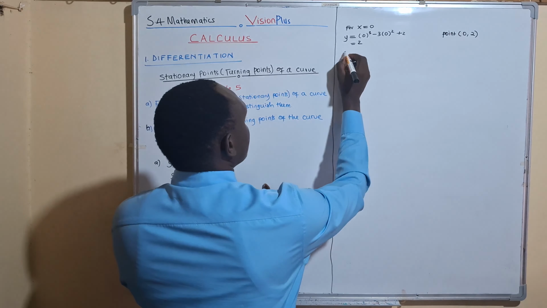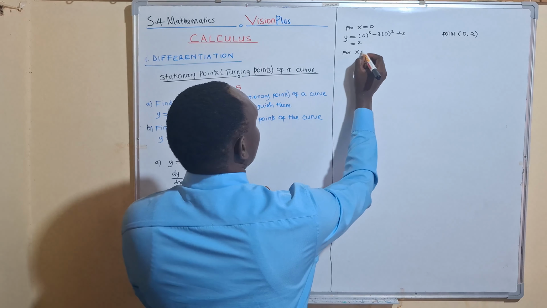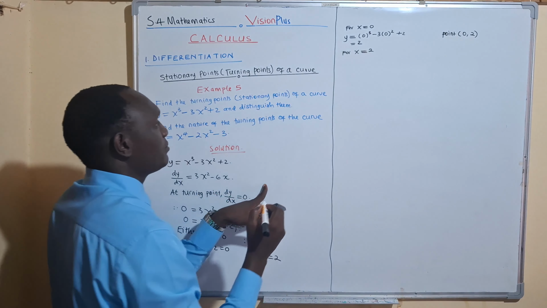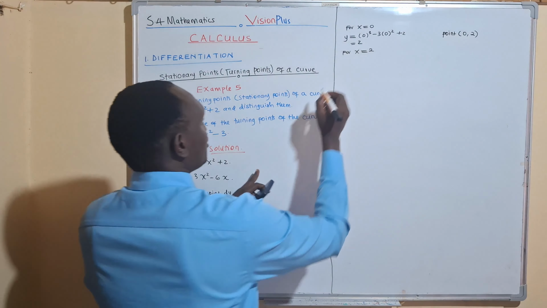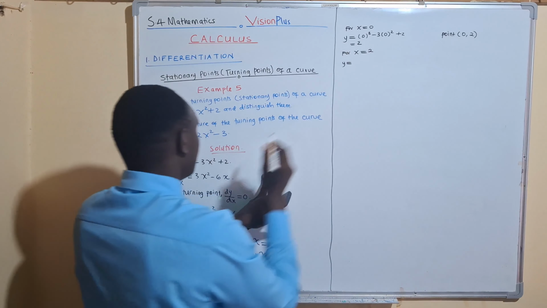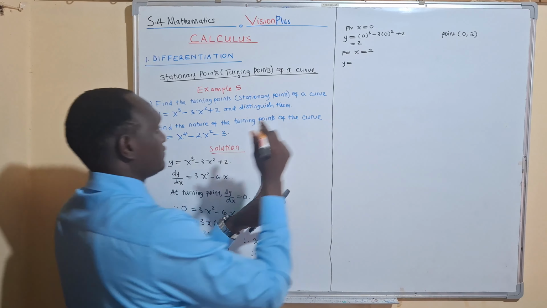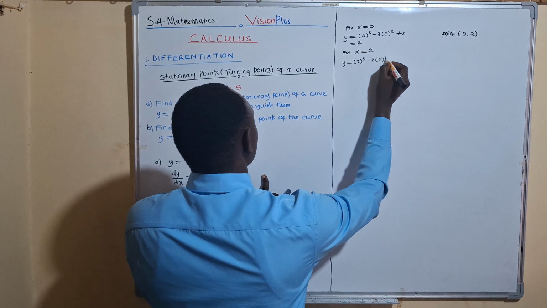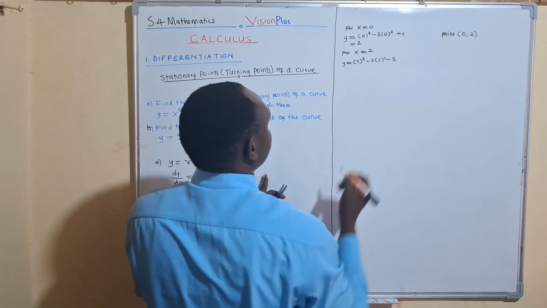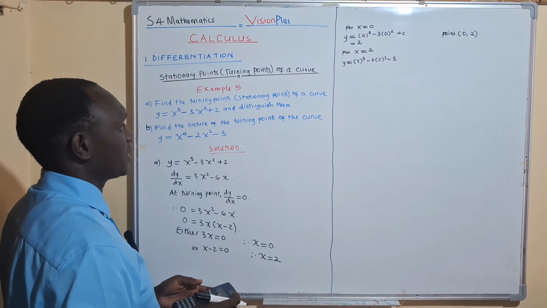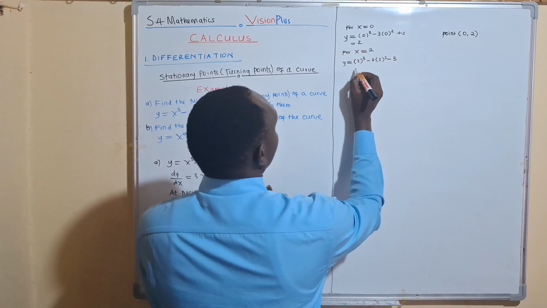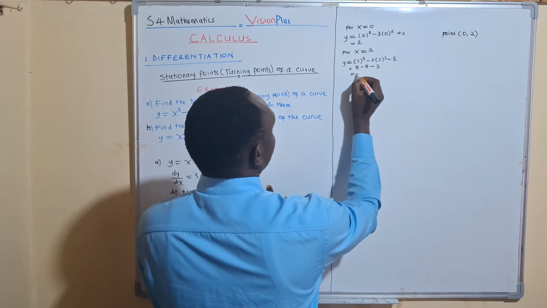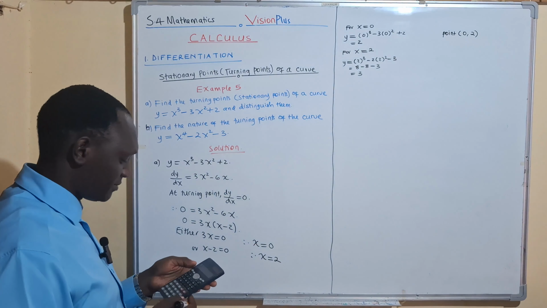And then you go to the other turning point when x is 2. What is the corresponding value of y at that turning point? So y equals, substitute for x in the function of the curve. So we shall have 2 cubed minus 3 times 2 squared plus 2. Then you press the calculator. This is 8 minus 12 plus 2. Simplify it, please.